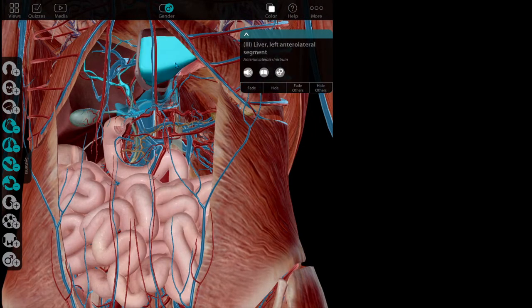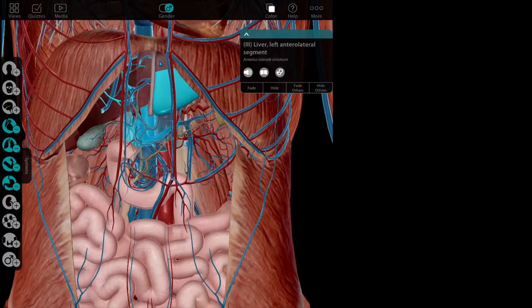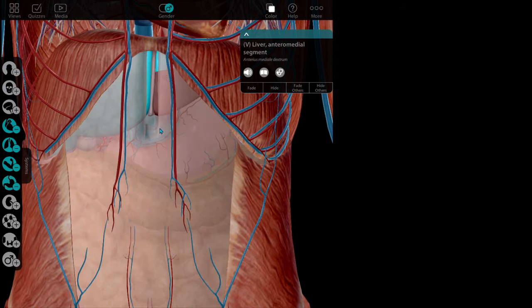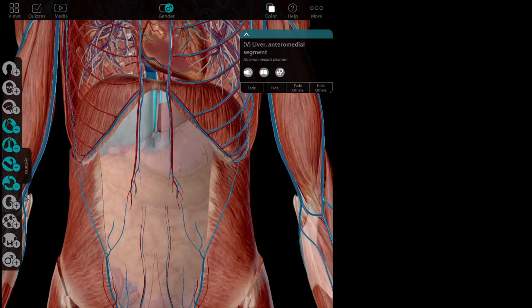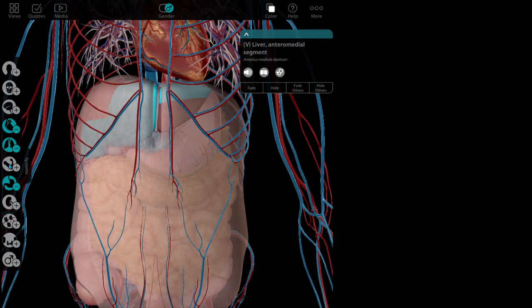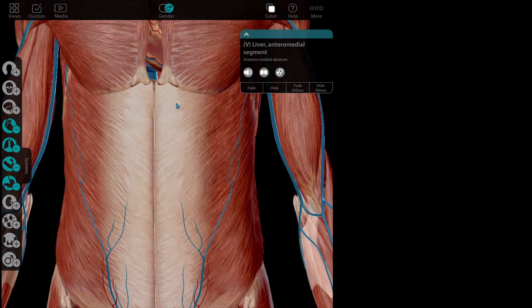So, what are the organs found in the abdomen? Let's go into the abdomen lecture. Okay? So, this is now your abdominal cavity. You have here your abdominal cavity.